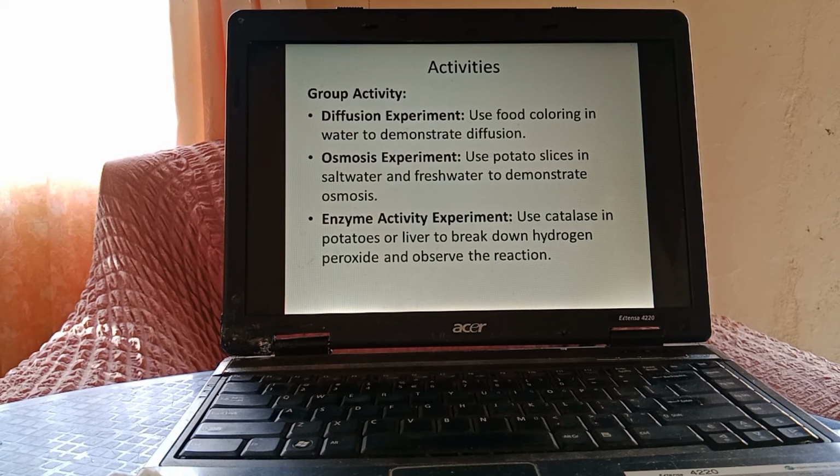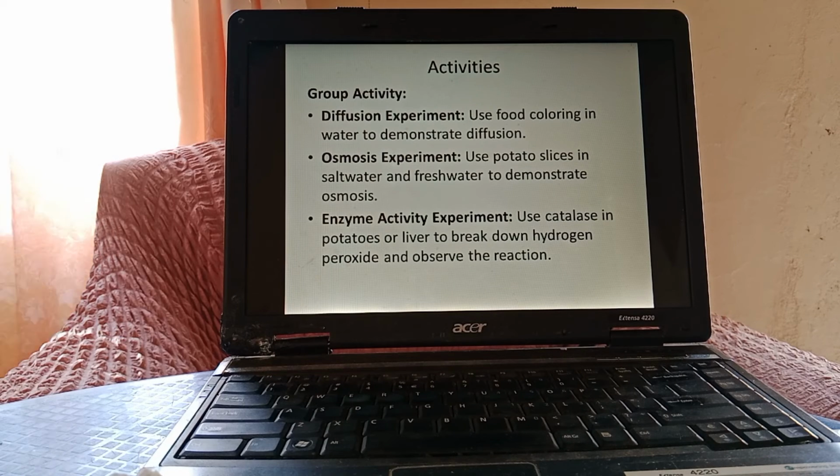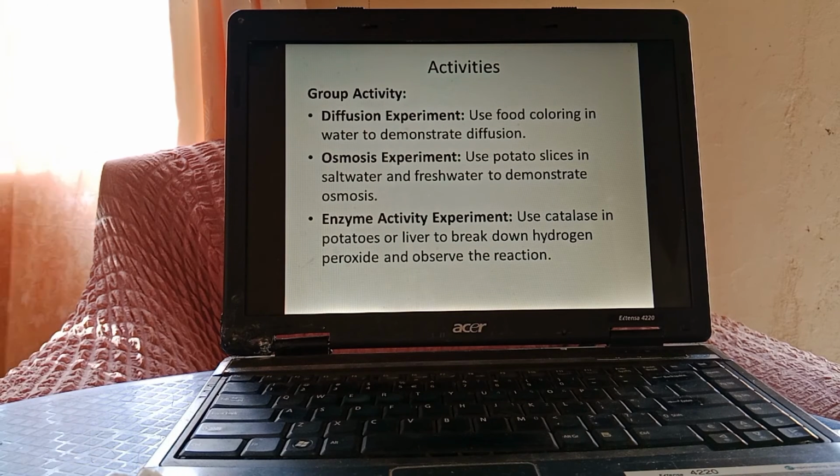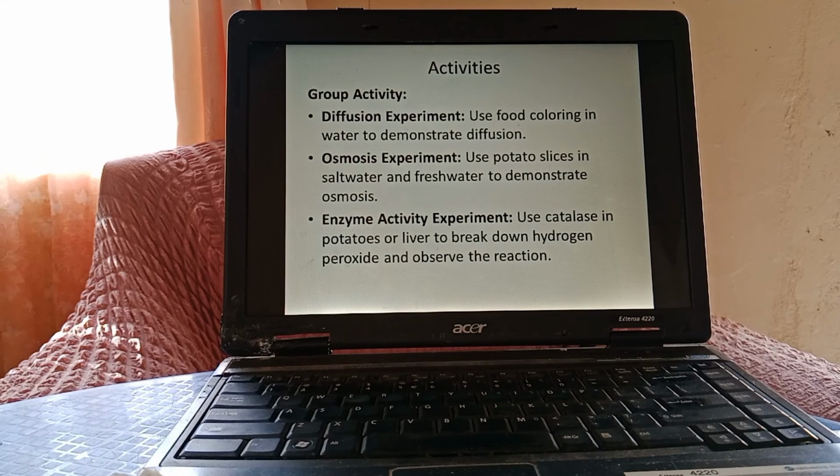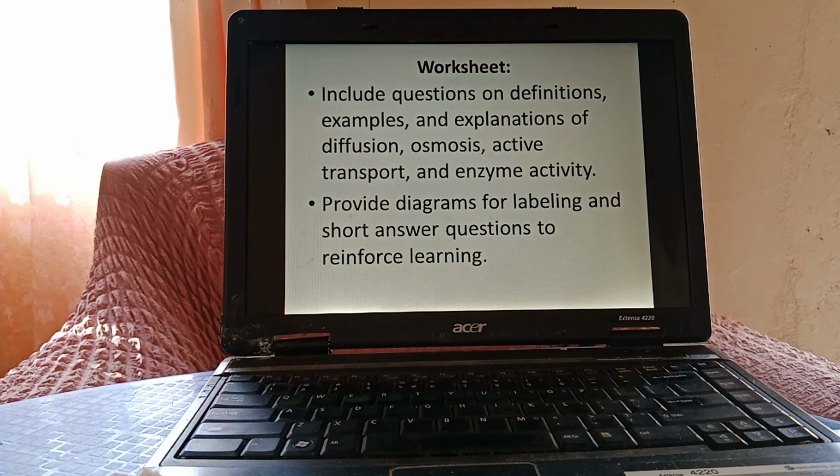Activity, diffusion experiment. Use food coloring in water to demonstrate diffusion. Osmosis, use potato slices in salt water and fresh water to demonstrate osmosis. Enzyme activity experiment, use catalase in potatoes or liver to break down hydrogen peroxide and observe the reaction. Worksheet, include questions on definitions, examples, and explanations of diffusion, osmosis, active transport, and enzyme activity. Provide diagrams for labeling and short answer questions to reinforce learning.